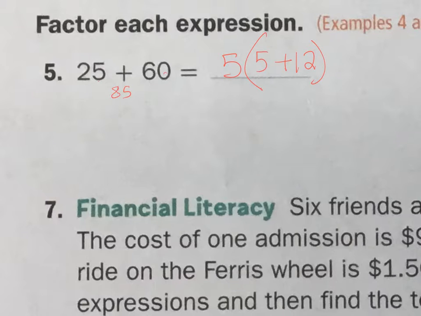Let's see if this works here. If I go 5 plus 12, 17 times 5 is 85. That's 17 times 5, 85. Exactly the same. So I found the greatest common factor. To factor each expression, you find the greatest common factor, that goes outside, and then you figure out what times it gets you to this number here. Okay, it's a little confusing. Let's do another one.